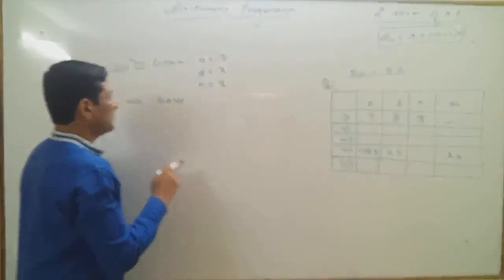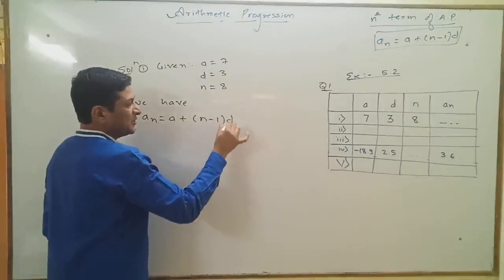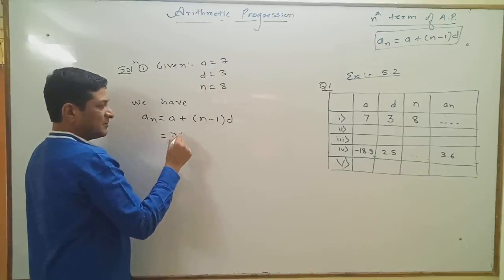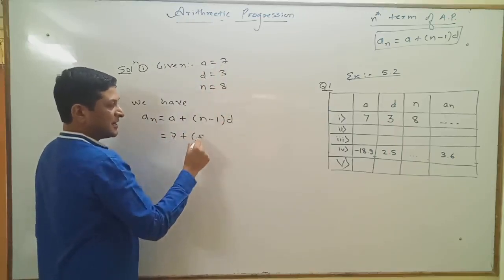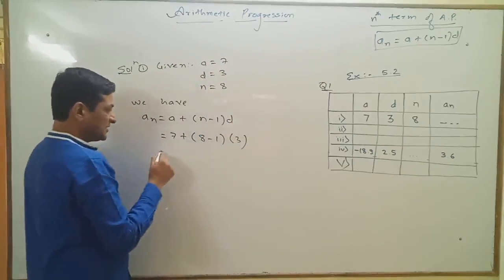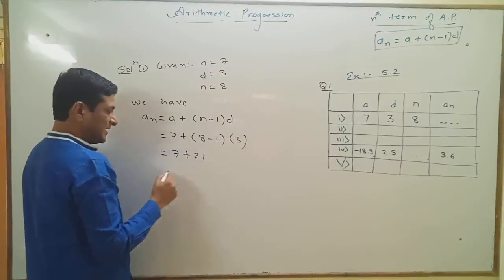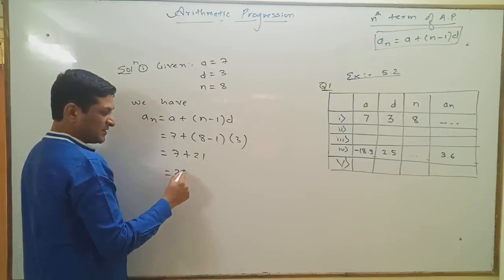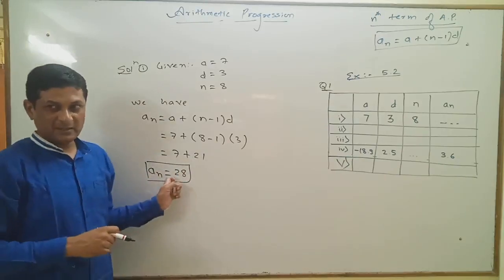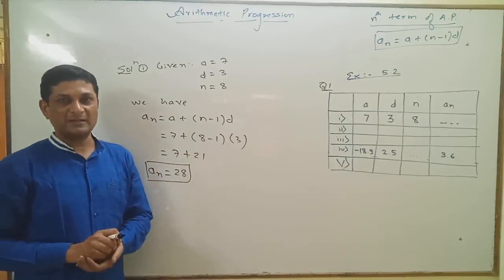So let us apply the formula of an. an is equal to a plus n minus 1 into d, which is equal to, replace a by its value. What is the value of a? 7. Plus n, I am replacing by its value 8, minus 1 into d, d I am replacing by its value 3. So which is equal to 7 plus, now 8 minus 1 is 7 and 7 threes are 21. So 7 plus 21 is equal to 28. In this way we have got our required value an. So I hope the idea about how to apply this formula is clear.